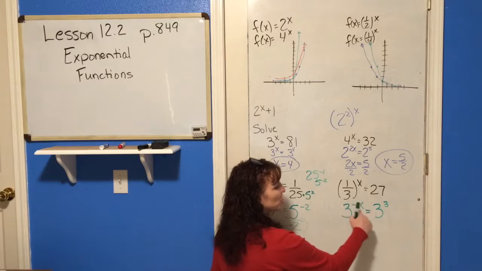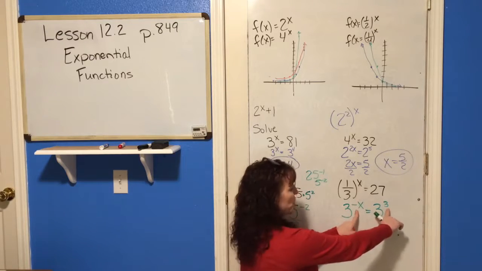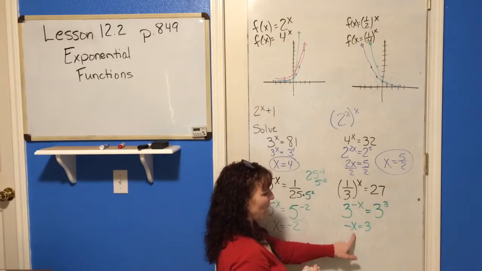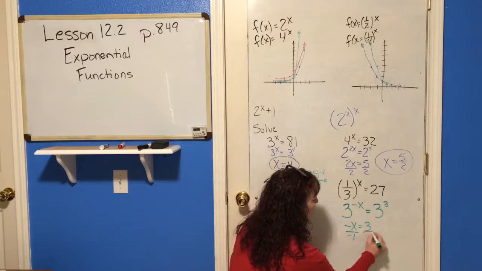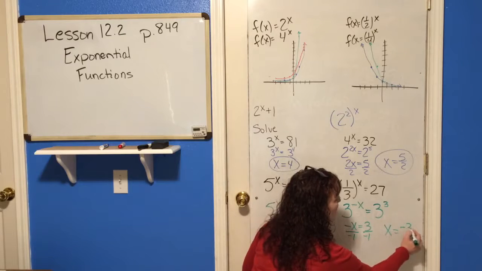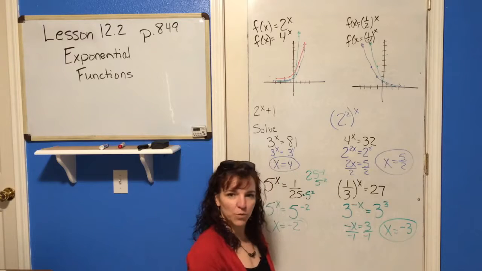So now your base is 3, so your exponents must be equal to each other. So negative x equals 3. And so how do you get that x by itself? It's negative, so divide by negative 1. So now x equals negative 3. Because 3 divided by negative 1 is negative 3.